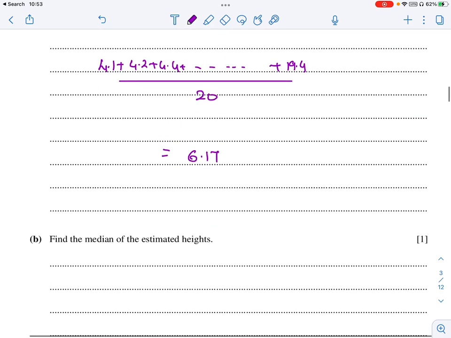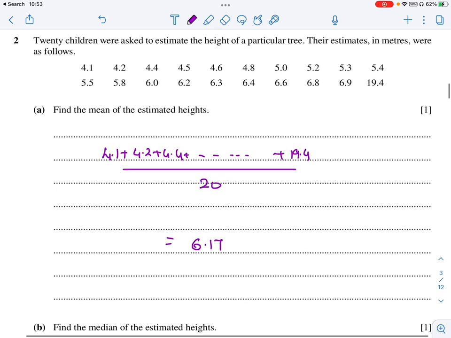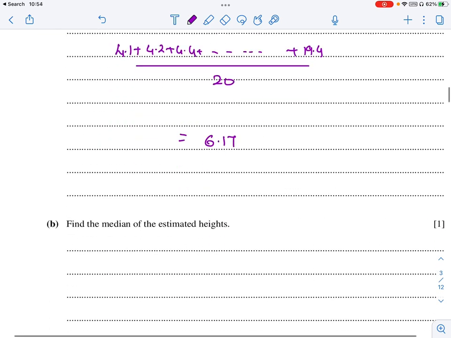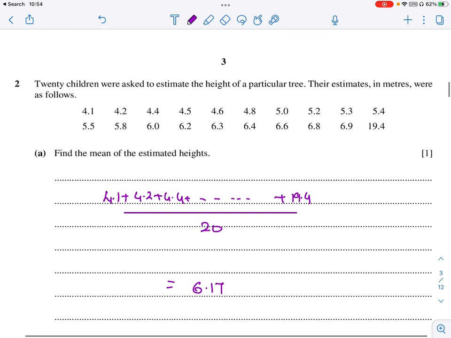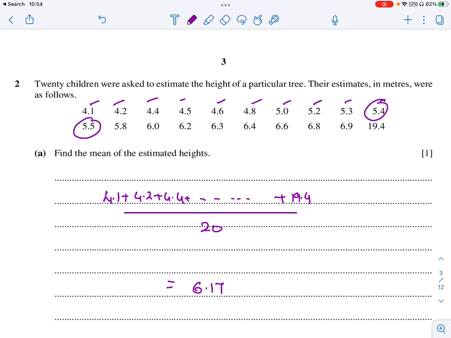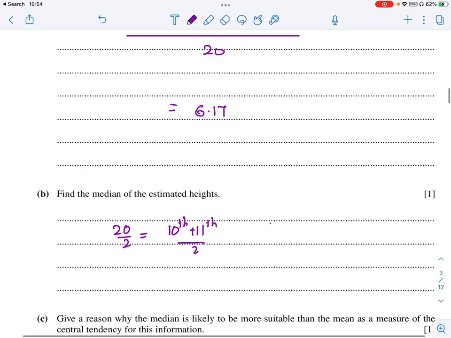Find the median. Median is going to be the middle number. So there are 20 children. So 20 divided by 2 is 10. So the average of the 10th term and the 11th term. So what is the 10th term and the 11th term? 1, 2, 3, 4, 5, 6, 7, 8, 9, 10. 10th term is 5.4, 11th term is 5.5. So 5.4 plus 5.5 divided by 2 is 5.45 meters. That's going to be the answer.